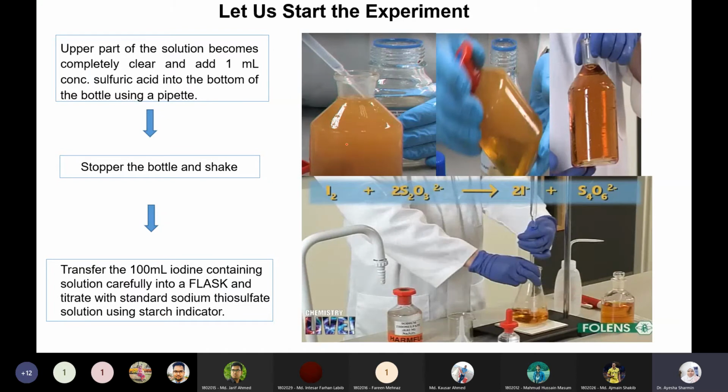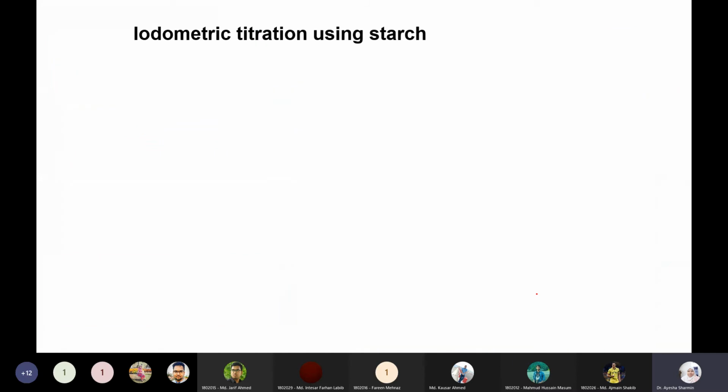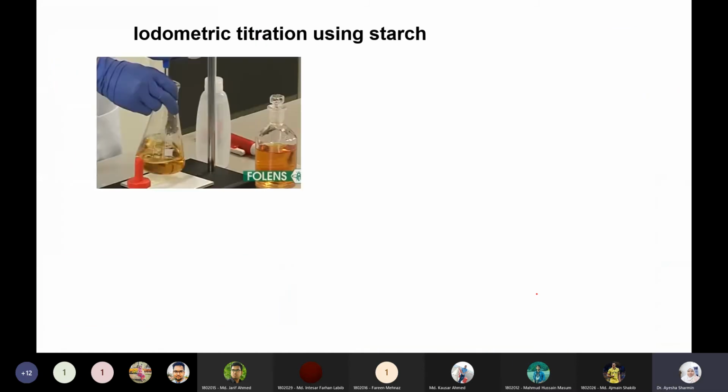Okay, so then you take 100 ml from this solution that you have prepared here, the iodine solution. You take 100 ml with a pipette, and already in the burette you will have your thiosulfate, which is standardized, so you know the concentration exactly, and you start to do titration. And you will be using starch as the indicator.